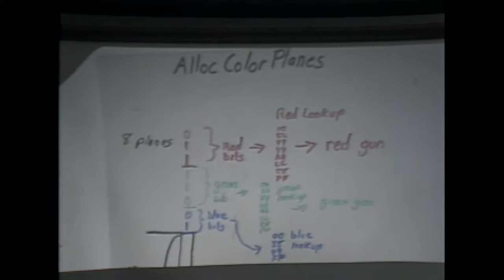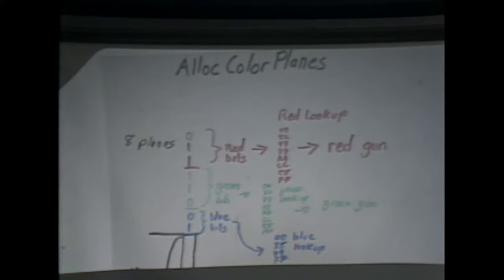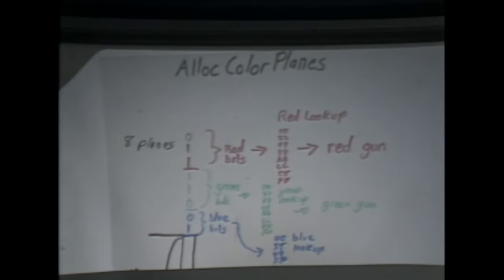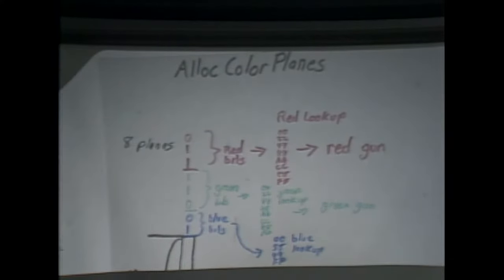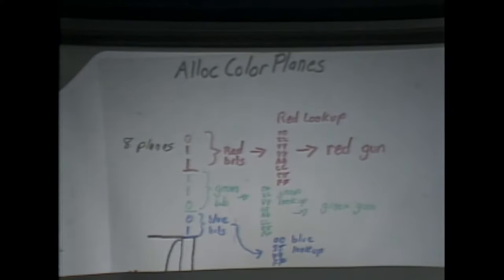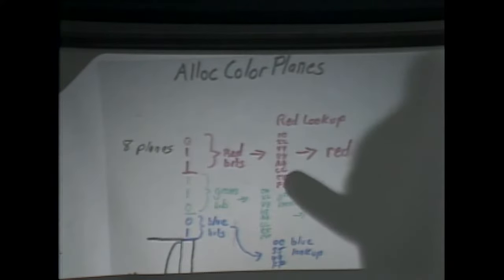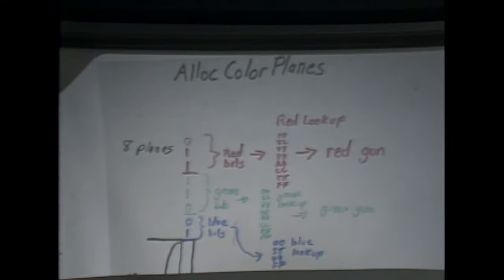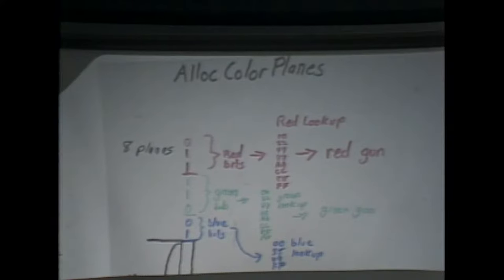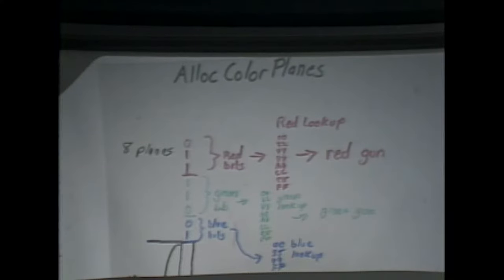So let's consider an 8-bit deep device where the hardware has partitioned the pixels so that the high 3 bits go to red and then get looked up in the red table. The next 3 bits go to green and get looked up in the green table. And the next 2 go to blue and get looked up in the blue table. The clients load the tables, as I've done, with ascending values. Then they can play a lot of games a lot more easily.